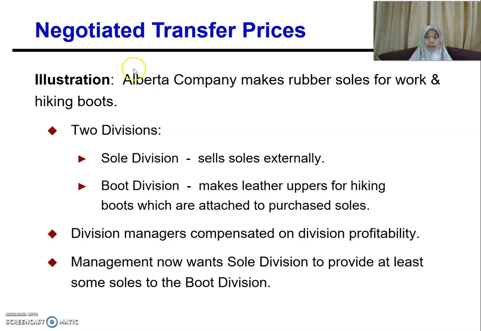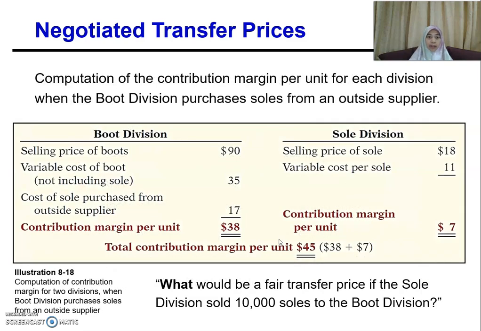So we already looked into just now the negotiated transfer price. Alberta company makes rubber soles for work hiking boots. You have two divisions, and you want to identify what the contribution margin is and whether the internal transfer should take place or not. Okay, so the computation of the contribution margin per unit for each division when the boot division purchases soles from an outside supplier, and the sole division sells to an outside buyer instead of the internal transfer taking place.